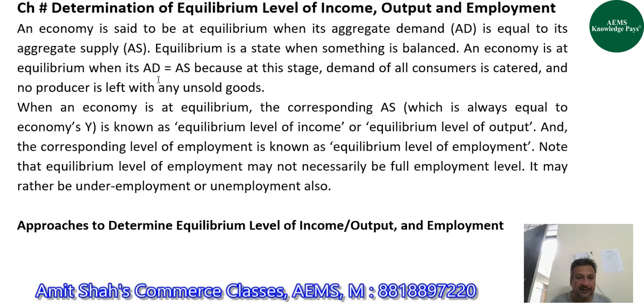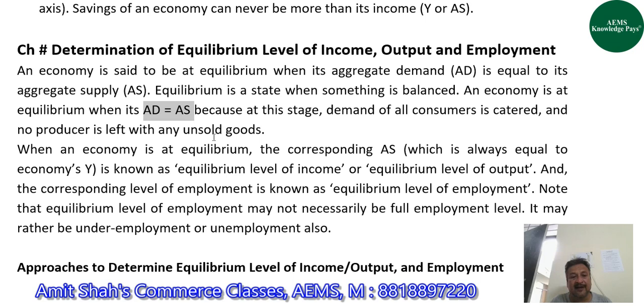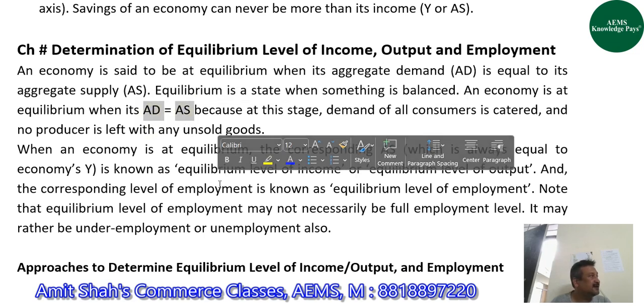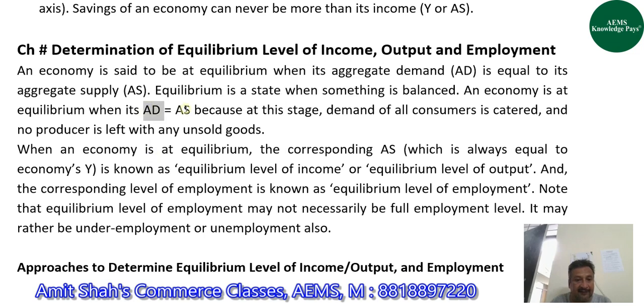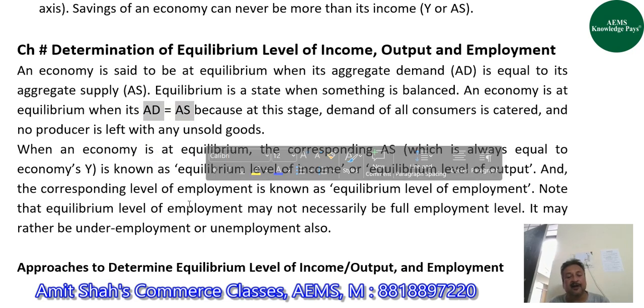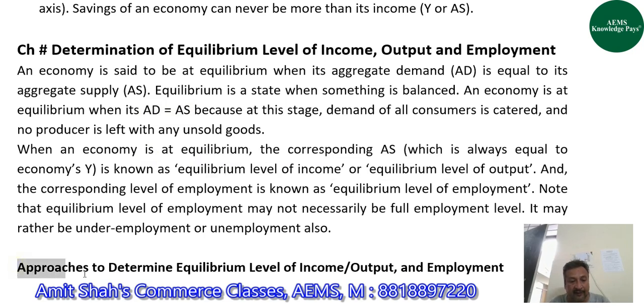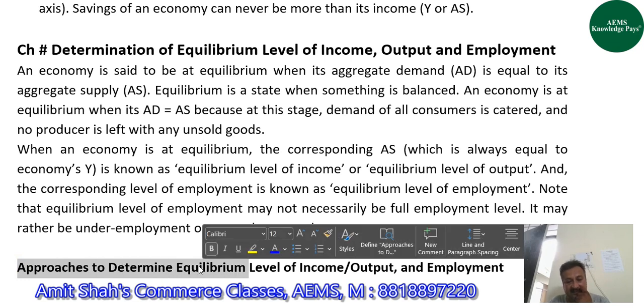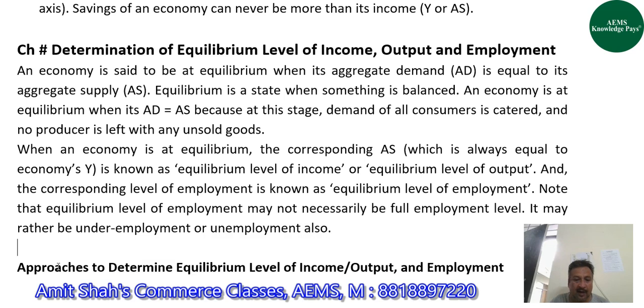So guys, there are two approaches: one is called the AS-AD approach and the other is called the S and I approach. You know that in AD and AS, one thing is common, that is C. What is different is I in AD and S in AS, that is, investment expenditure and savings. So when AD is equal to AS, or when I is equal to S, the economy attains equilibrium. And that is how we have the two approaches to determine equilibrium. Got me?